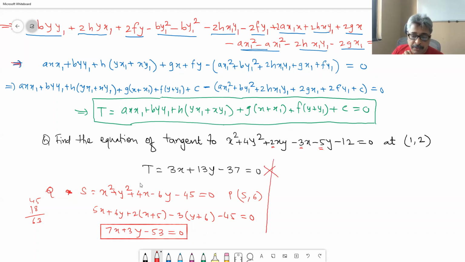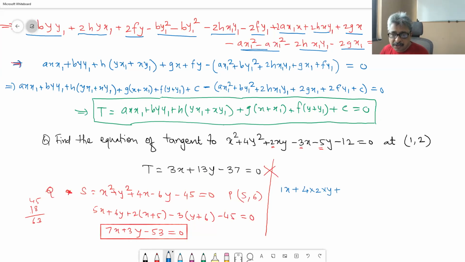Okay, now let me do it. Good that you have pointed it out. It is going into the records. Getting recorded with a mistake is not good. So 1 into x plus b is 4 into 2 into y, that is b y y1, plus xy.